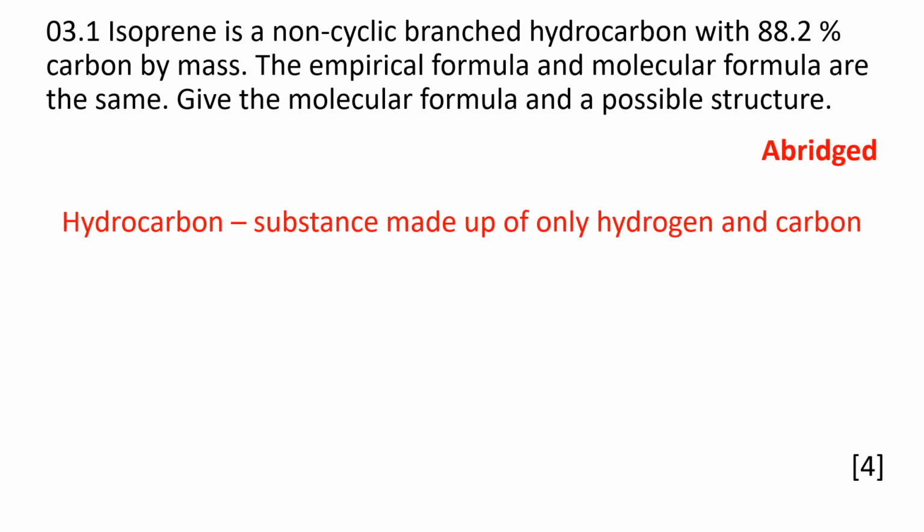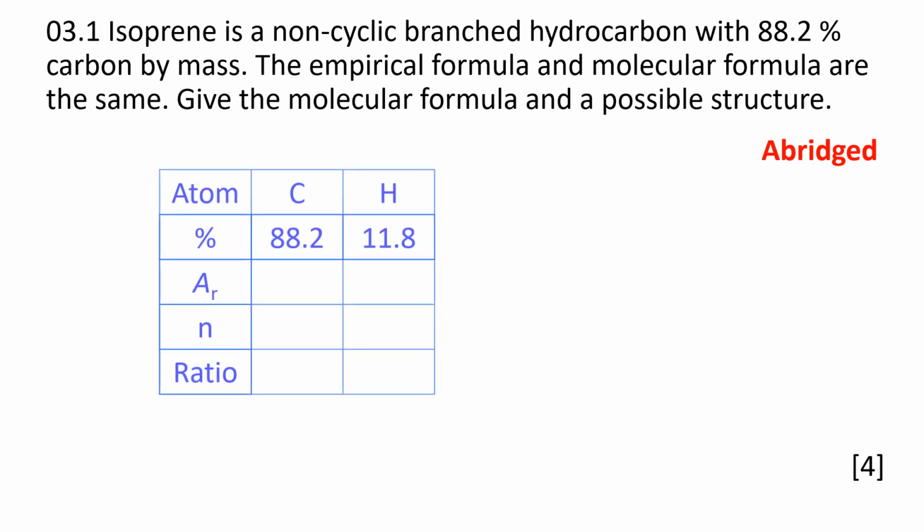This is a hydrocarbon. The only types of atom present are hydrogen and carbon. We can use this to work out the percentage of hydrogen. It's a good idea to use a table when answering questions like this. The percentage of hydrogen is found by subtracting 88.2 from 100. The percentage of hydrogen is 11.8%.